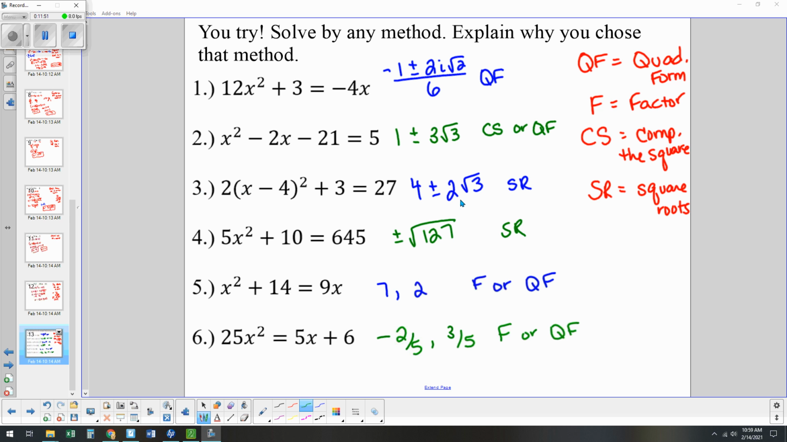For 3, there's no x term, so I chose square roots. For 4, there's no x term, so I chose square roots. For 5, I chose to factor because it's the easiest way to do it as long as it works. But I could have done quadratic formula as well. And same thing for 6, factoring or quadratic formula. And that is our lesson on choosing the best method.